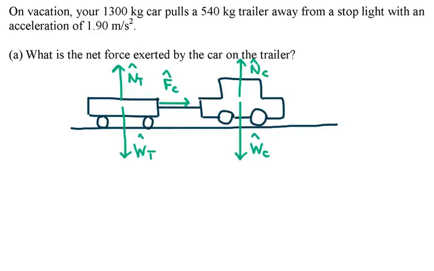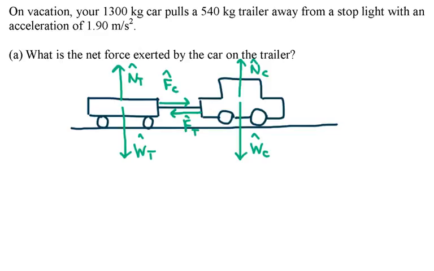Now remember, according to Newton's third law, every action has an opposite and equal reaction. So if there's a force pulling on the trailer, we know that the trailer has to be pulling back on the car. So there's a force being applied to the car from the trailer. We'll call this force, F sub T, so the force of the trailer on the car.